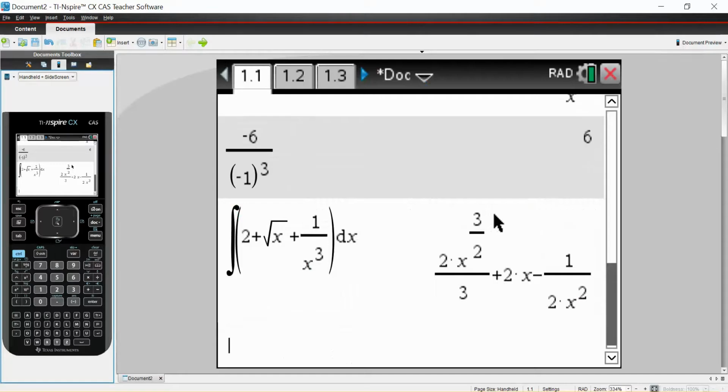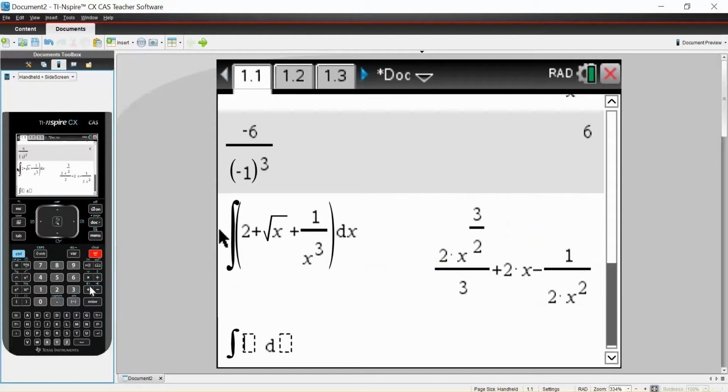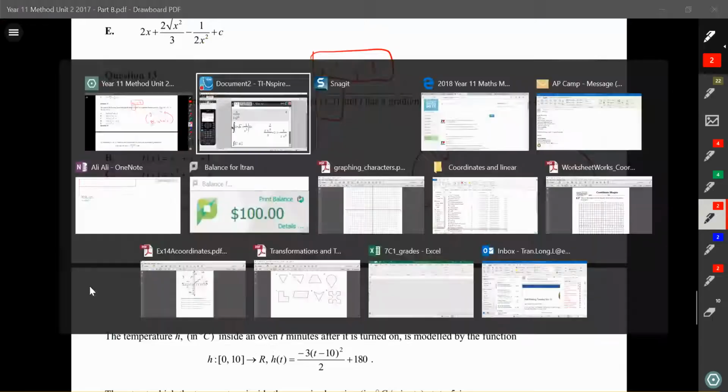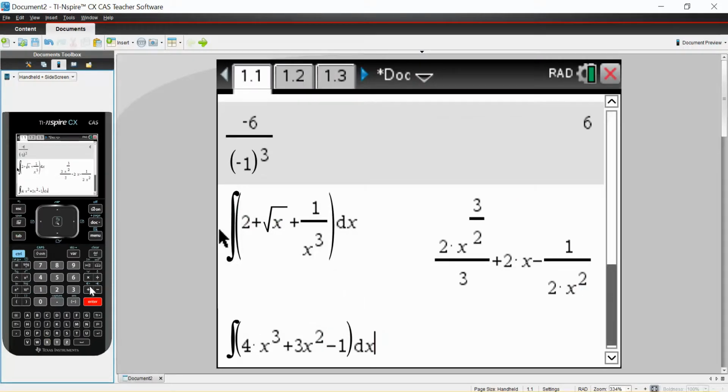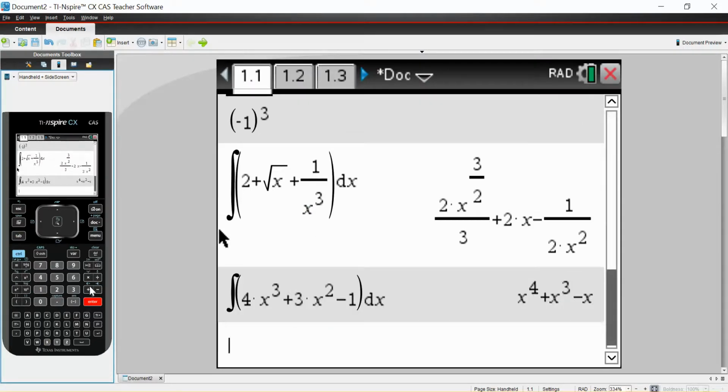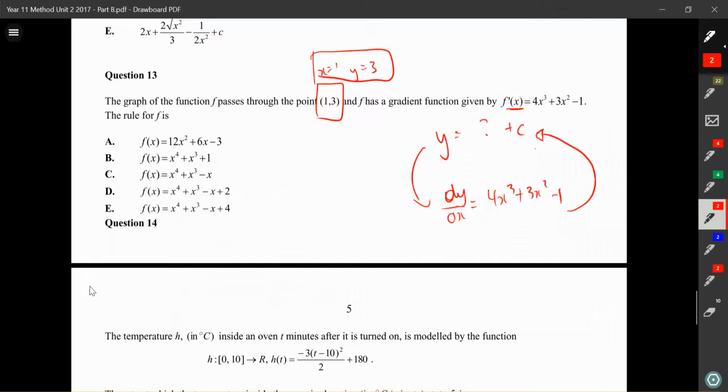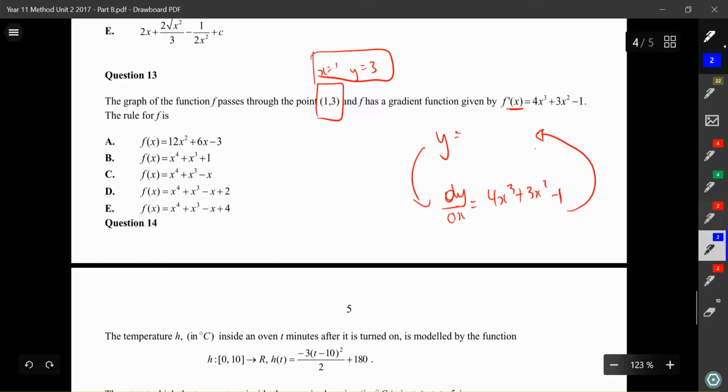So on your CAS, again, shift plus delete, and then 4 times x cubed plus 3x squared minus 1 dx. This is my expression. Remember, this has a plus c, so technically the answer to this part is x to the power of 4 plus x cubed minus x, don't forget, plus c.